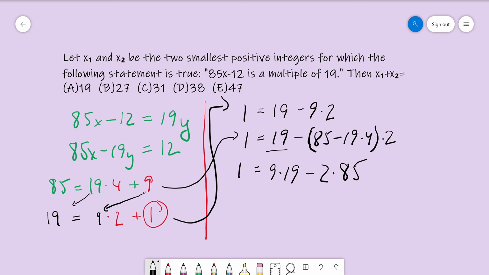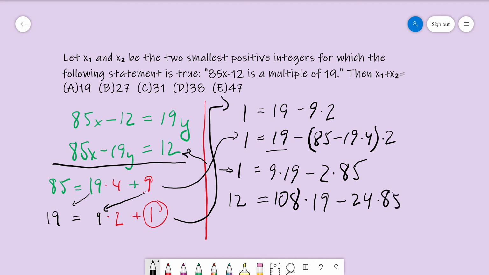So our original equation, though, doesn't have a 1 on the right side, it has a 12. So to get from here to here, we're going to need to multiply by 12. So 12 is equal to 9 times 12, that's 108, times 19, minus 2 times 12, which is 24, times 85. Okay, so this is one possible solution, where x is negative 24.